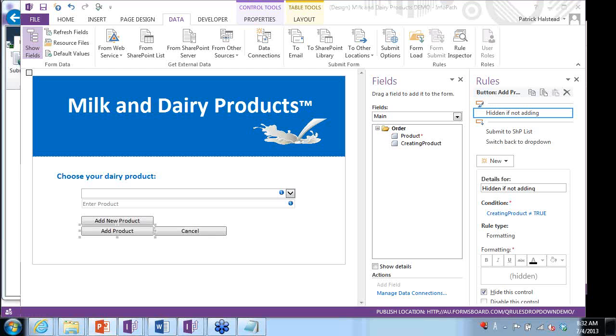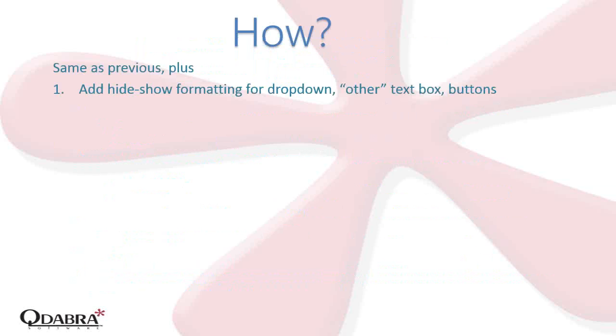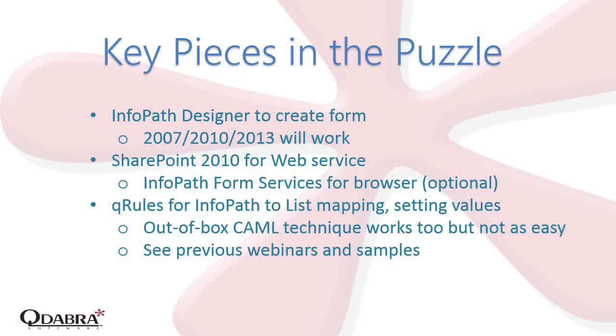So back to the slideshow here. So it's the same technique. The only thing that's different in the drop-down example I showed was that you're hiding and showing these controls based on which mode you're in.